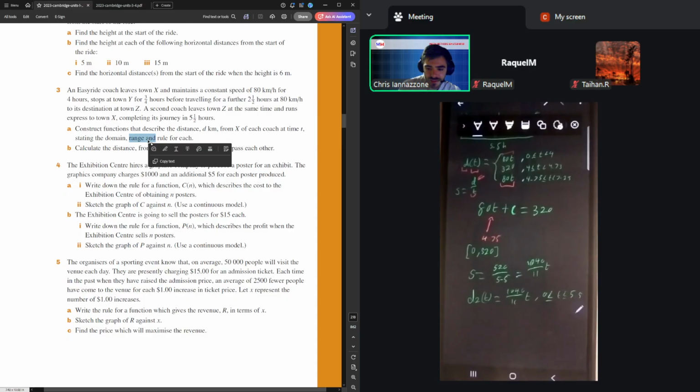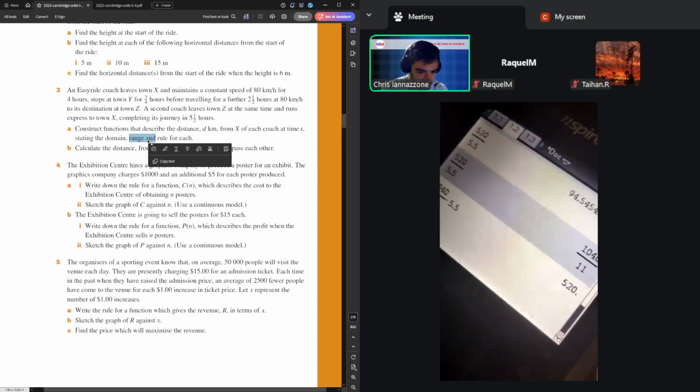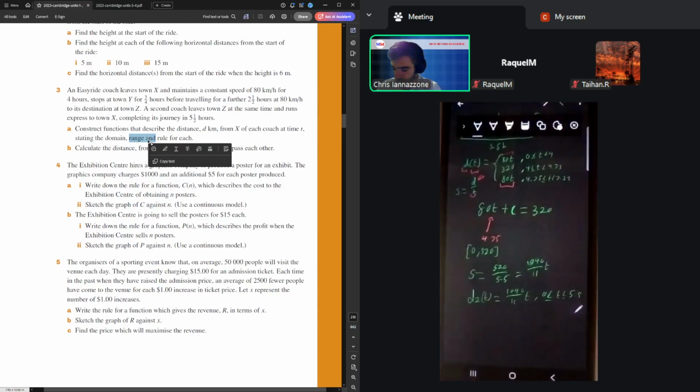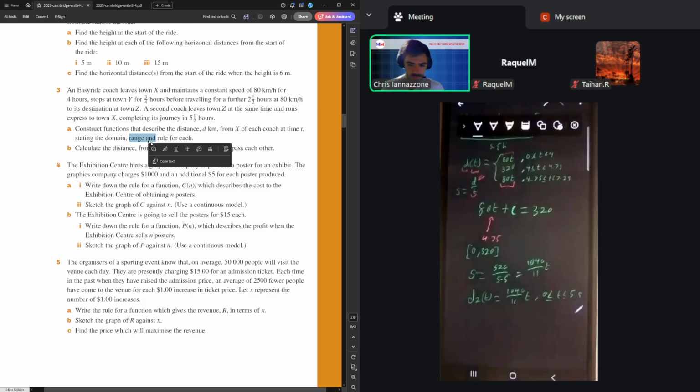Range is our distance values, so if they are going from the exact same spot from x to z, then if it doesn't come out to be 520, we've made a mistake. So maybe I should just double check that. So 1040 over 11 times 5.5, yeah. That's going to once again get us the 520. So 0 to 520 as a range for both of those.